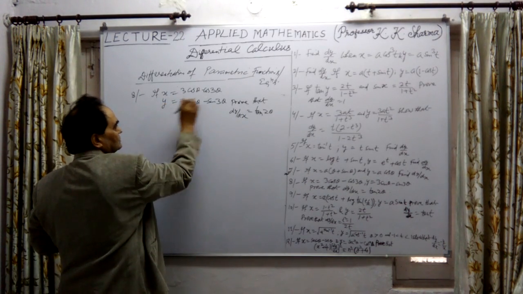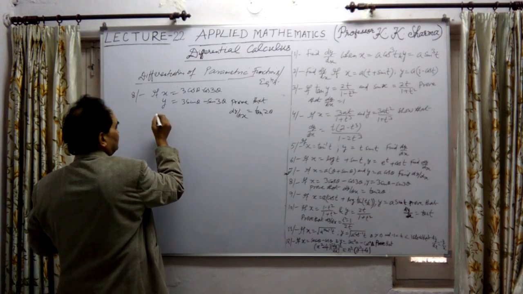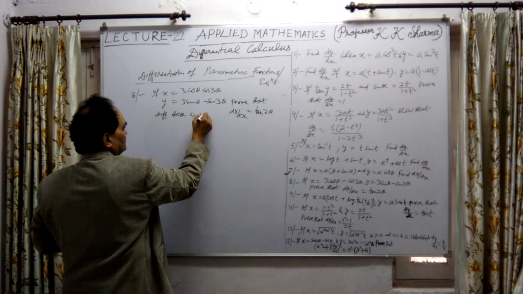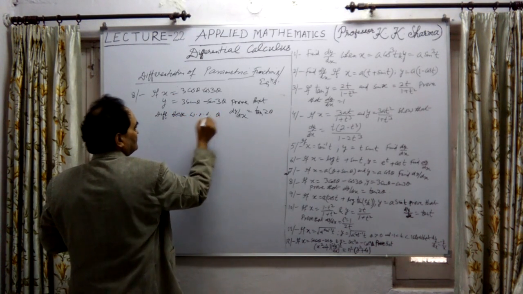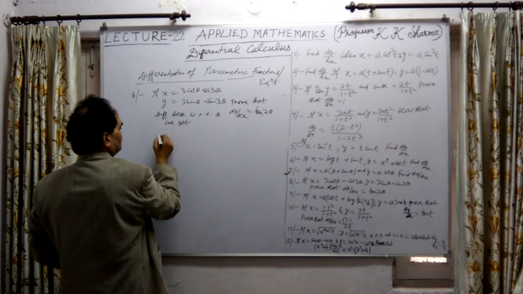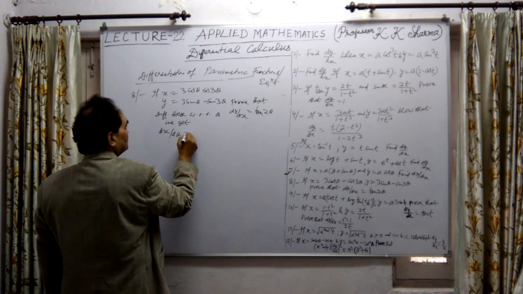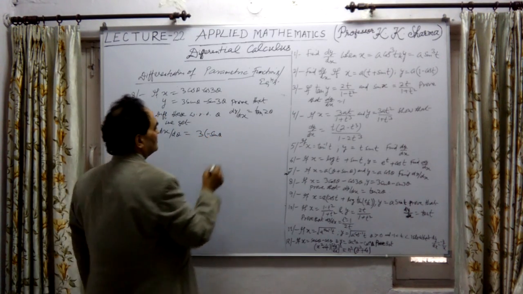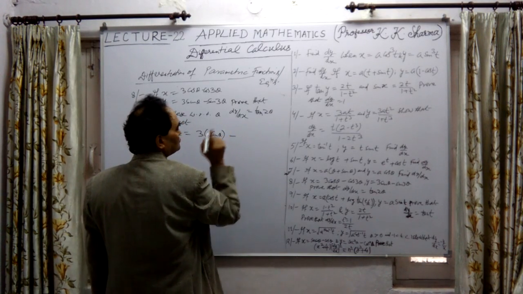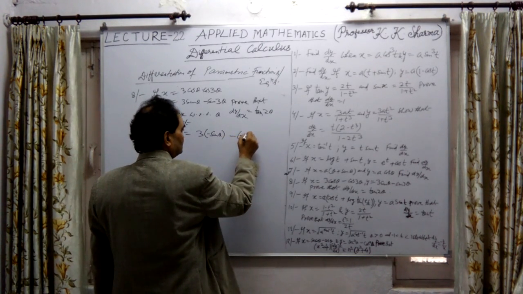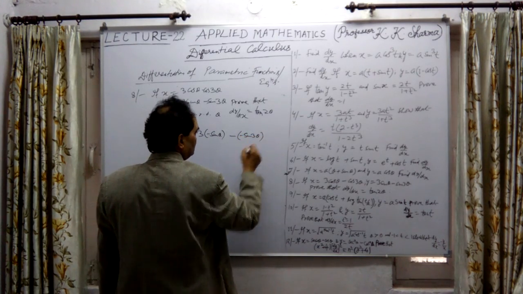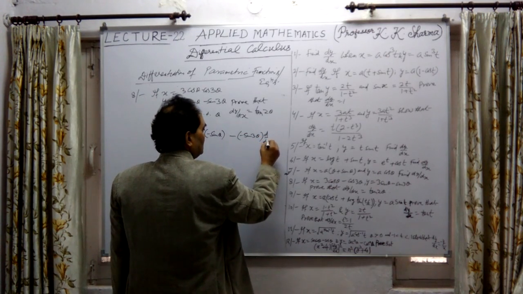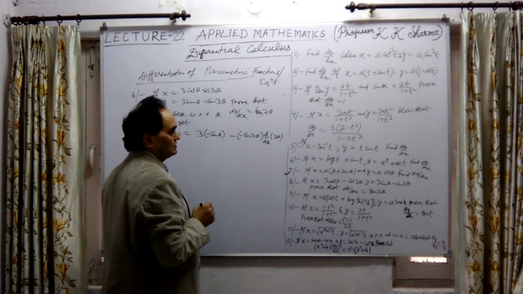Differentiating these two equations with respect to theta, we get dx/dθ equal to 3 minus sin θ, with the minus sign. Now the differentiation of cos 3θ is minus sin 3θ into the differentiation of 3θ, because it is not θ only, it is 3θ.